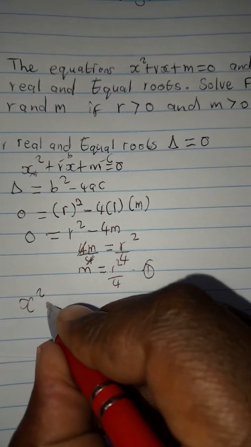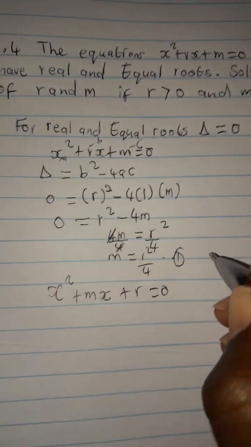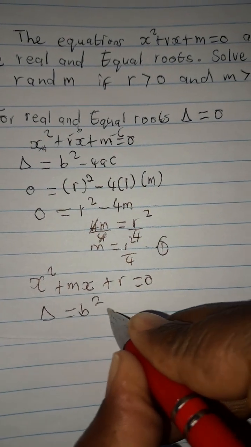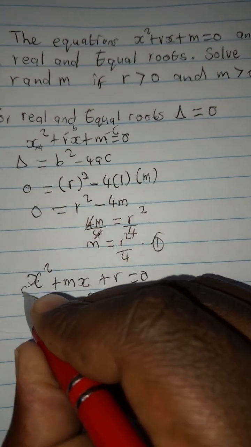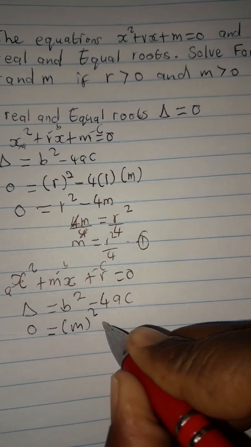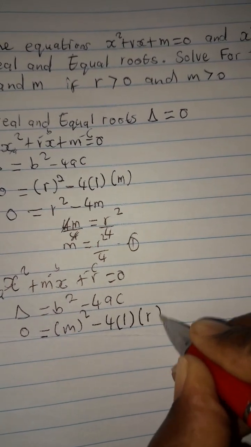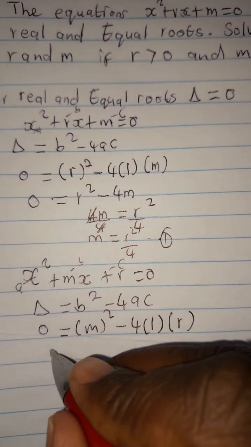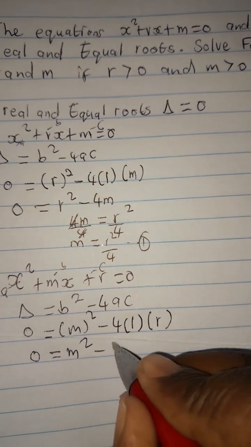We are given x squared plus mx plus r equated to 0. So even here, we're still going to use the discriminant, delta, b squared minus 4ac. Remember that this is a, and this is b, and this is c. Your b there is m in this case, so we're going to have m squared. Our a would be the coefficient of x squared, which is 1, and c is r. So we have 0 is equal to m squared, negative 4 multiplied by r, that will be negative 4r.